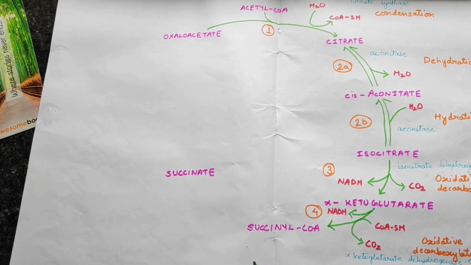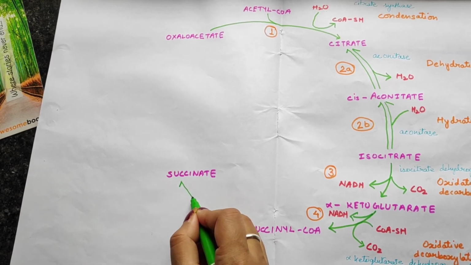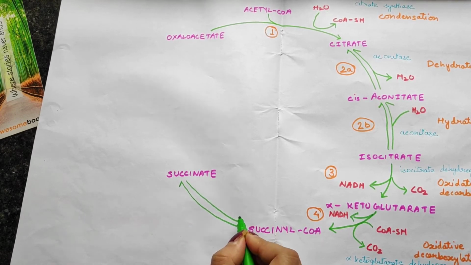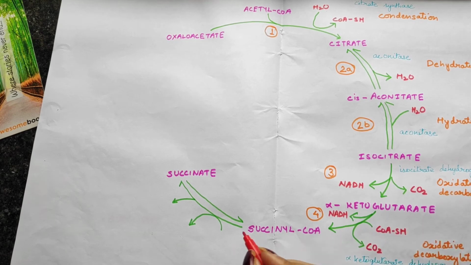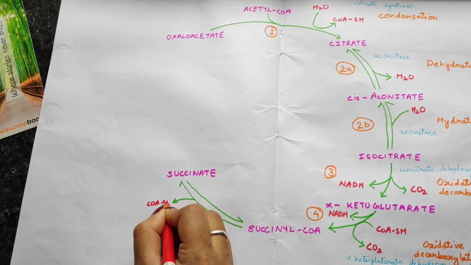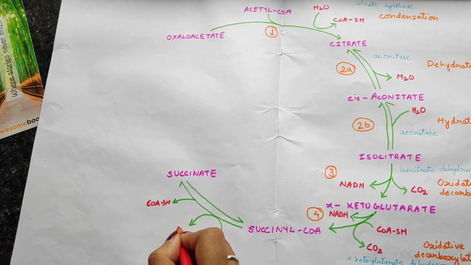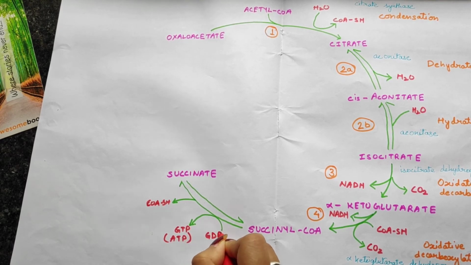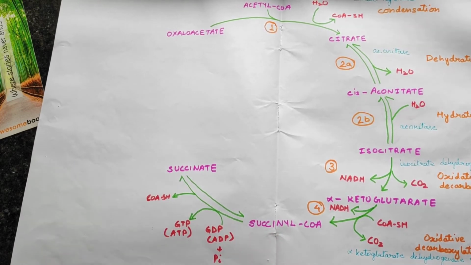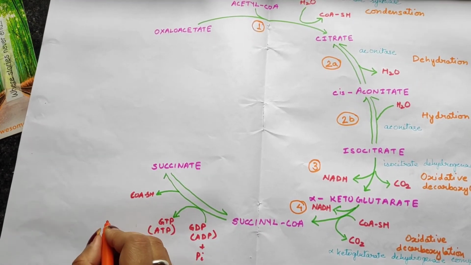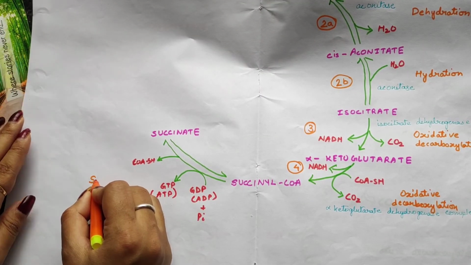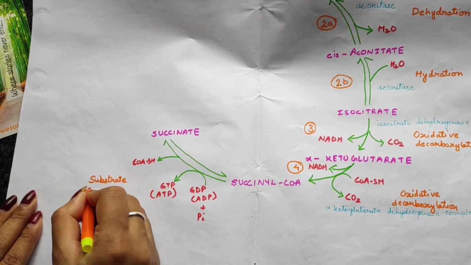Now comes the fifth step, in which succinyl CoA will be converted into succinate. This particular reaction is reversible, so a both way arrow will be given. This step is very important. Here again the CoA group will be liberated. Here GTP will be formed from GDP, or it can also be ATP formed from ADP, depending upon what it is taking up. If it is taking up GDP, then it will form GTP. If it is taking up ADP, then it will form ATP.